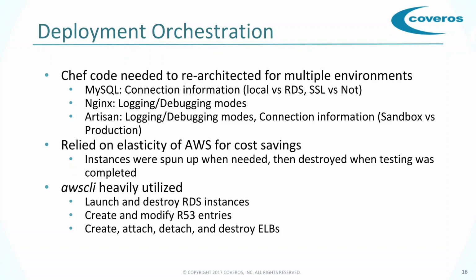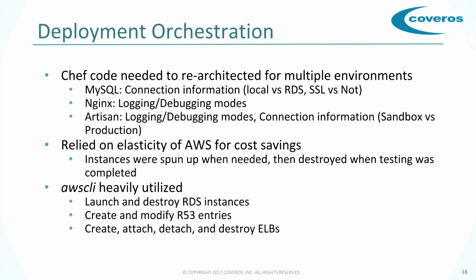But we did have to make sure that we changed how MySQL was going to connect, whether it was connecting locally or connecting to RDS. We needed to be able to pass in a parameter specifying the MySQL connections. As far as the way Nginx and Artisan were configured, we also needed to pass in different values depending on the environment. For Nginx, we wanted certain logging and debugging modes turned on, so it was a lot easier to test. We also wanted different connection information, whether we were connecting to Sandbox versus production. For Artisan, whether we were loading in test data or production data, and whether we wanted to seed users or not.